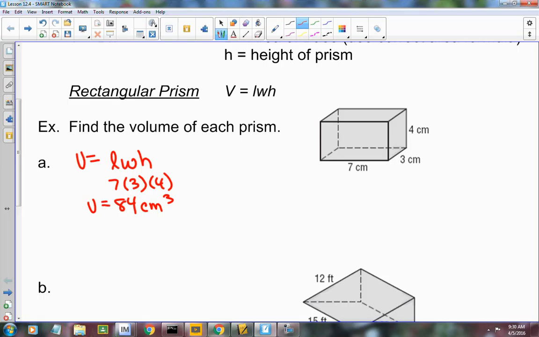And I will tell you that on your test, some of you did not label your answers, and I was very generous. Some of you got a really good grade, but it would not have been so good if I had counted off for not labeling correctly. So really try to make sure that you do that.